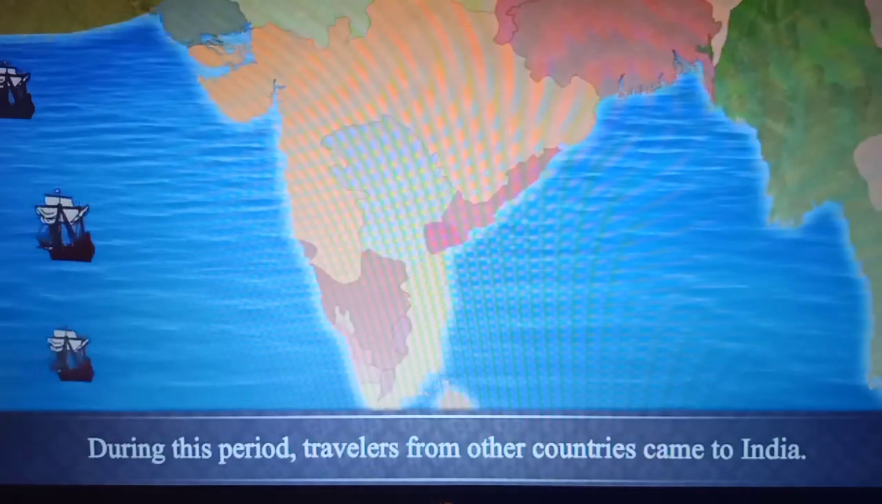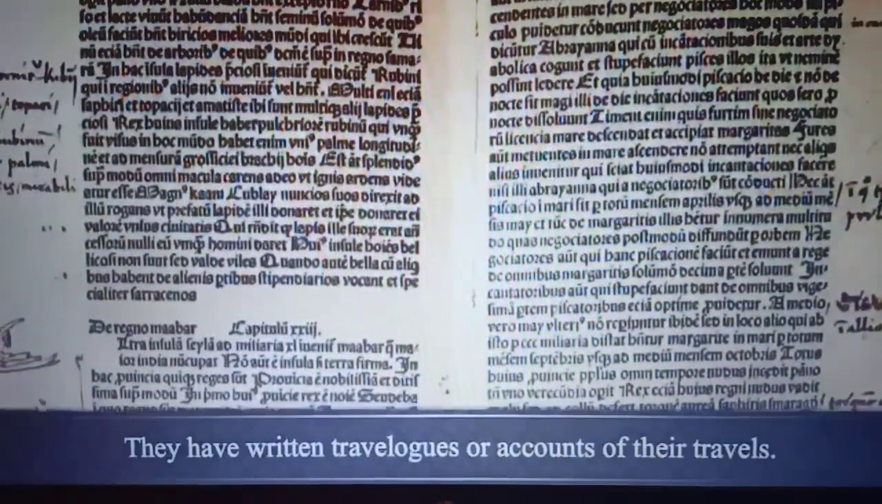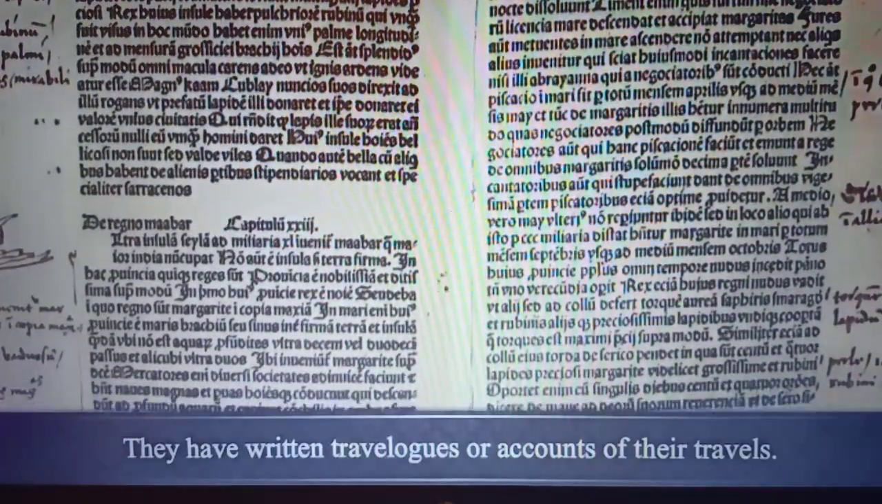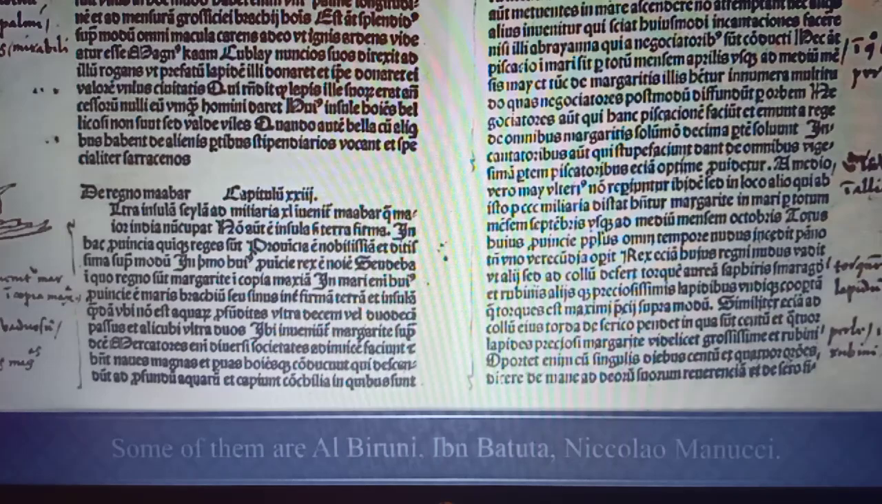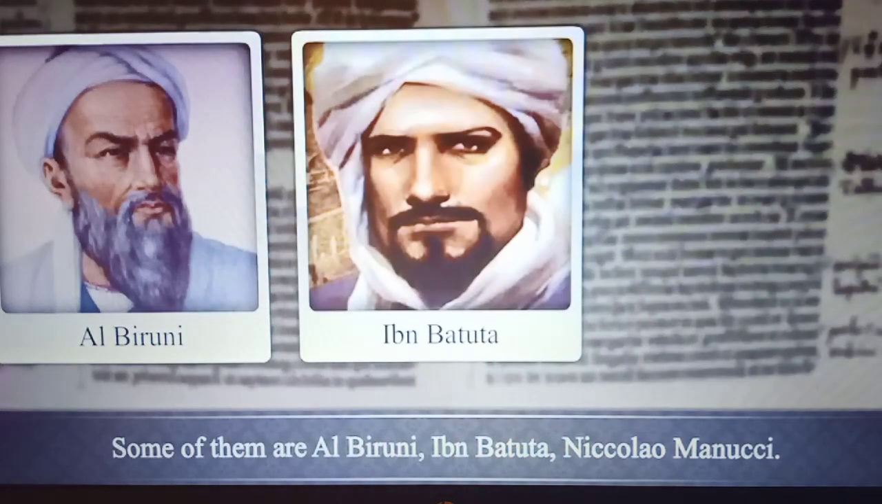During this period, travelers from other countries came to India. They have written travelogues or accounts of their travels. Some of them are Al-Biruni, Ibn Battuta, Niccolo Manucci.